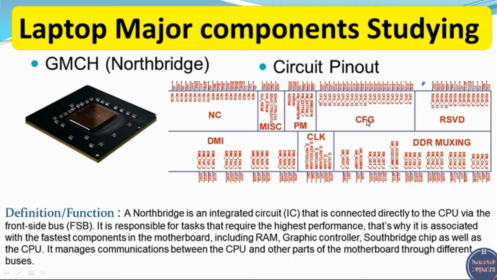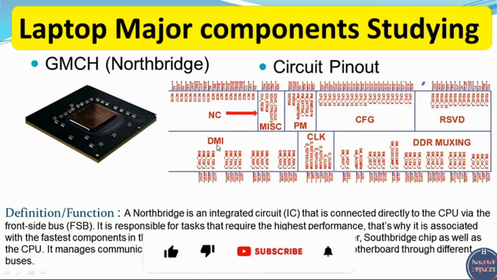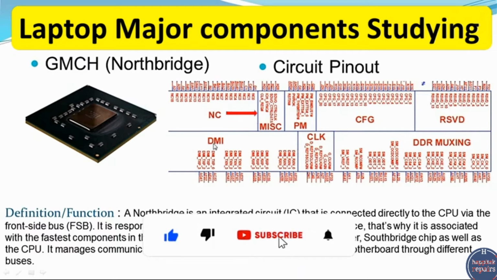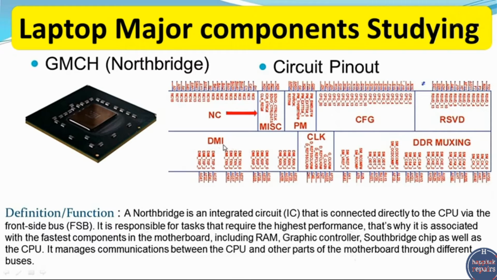As you can see, the first part here is not connected. Here we have MISC, PM or power management. Here DMI, which is basically the bus that connects the GMCH to the ICH, the Direct Media Interface. Here we have the clock, and over here we have the DDR signals. These are basically the control signals that control the flow of data between the GMCH and the RAMs.